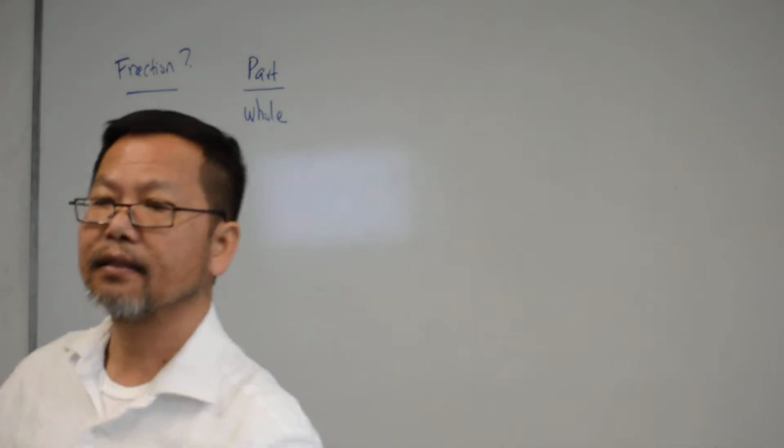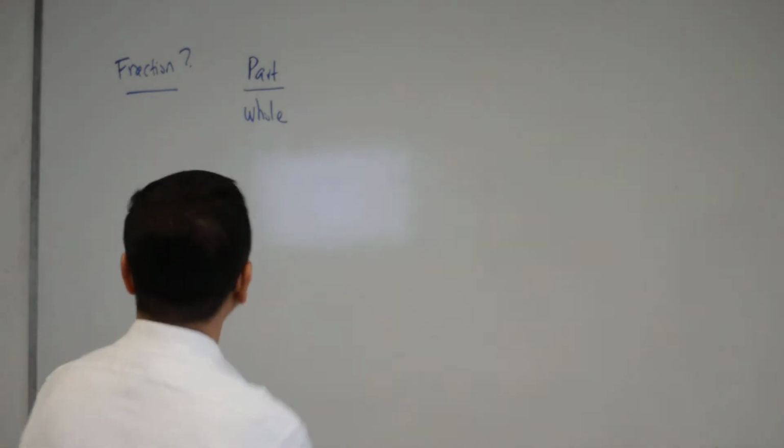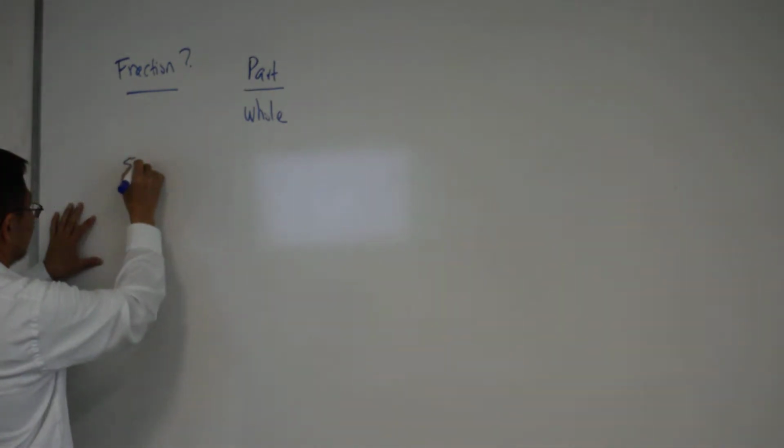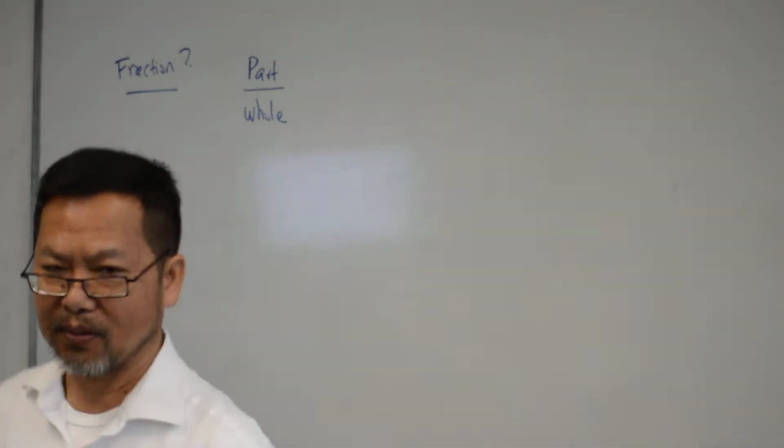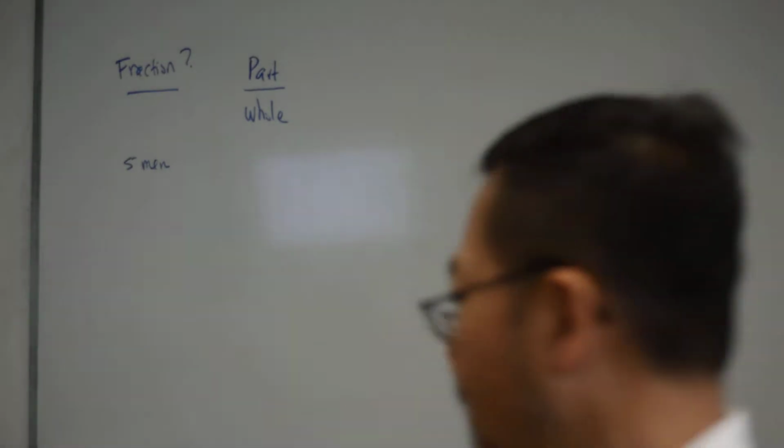So let's say in this class, how many men do we have? Let's just count men first, right? Including me. 1, 2, 3, 4. We have 5 men, okay? Let's draw a total. Okay, 5 men there. Okay, let's see how many people. 1, 2, 3, 4, 5, 6, 7.